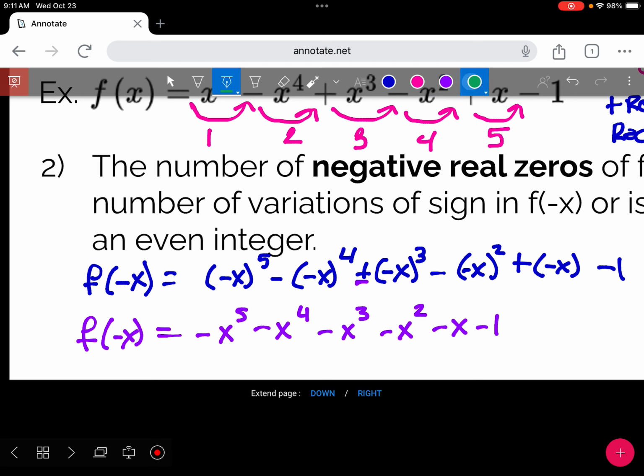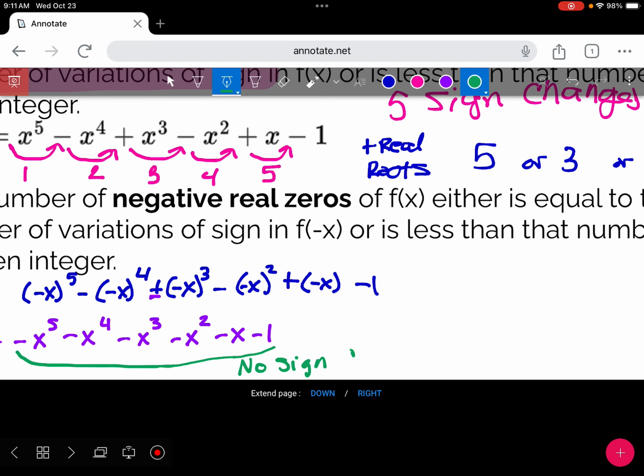So how many times does the sign change in f of minus x? None. It starts as a negative and it stays a minus sign the whole time. There are no sign changes. So we know for sure, guaranteed fact, there are no negative real roots.